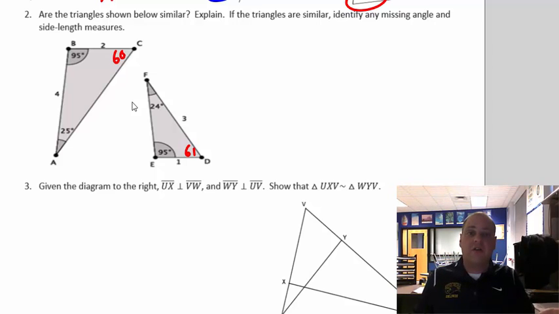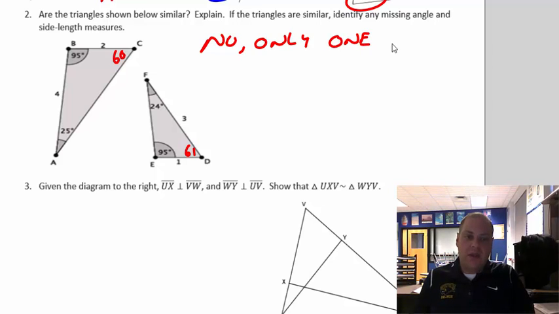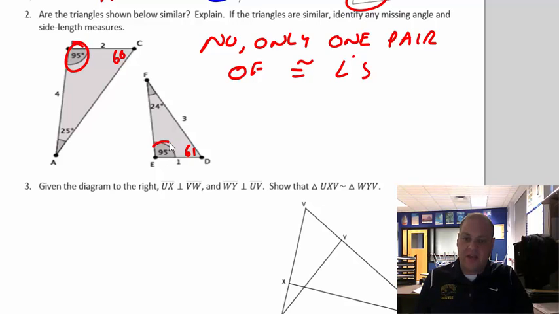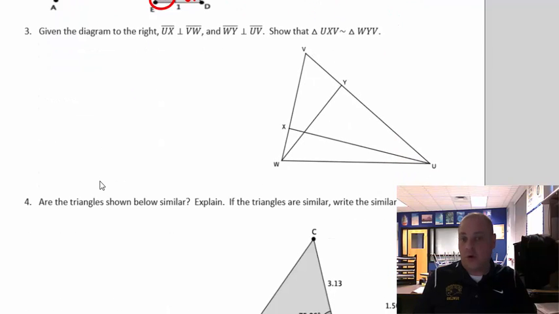So are these similar triangles? Well, we don't have angle, do we? If we don't have angle, we can't have similar triangles. So no, only one pair of congruent angles. See, we did have the 95, but we need another pair of angles in order to be similar. So, no, not similar. Only one pair of angles are congruent. That's the reason why they are not similar. And then they want us to find the missing side lengths. But because they're not similar triangles, we can't actually find the missing side lengths unless we know they're similar or congruent.